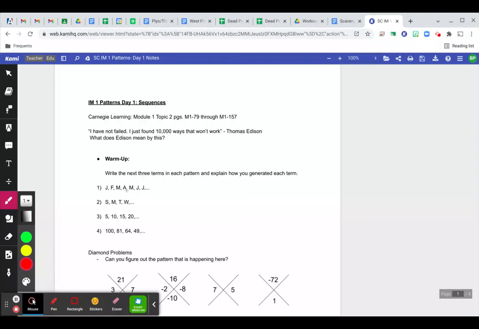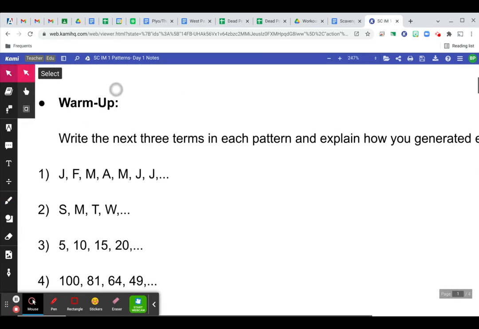Alrighty, guys. So we are looking at the first day of patterns. All right, so we're at the very beginning here. So welcome. I'm going to do this through Cami. We're going to quickly look at the warm up first.